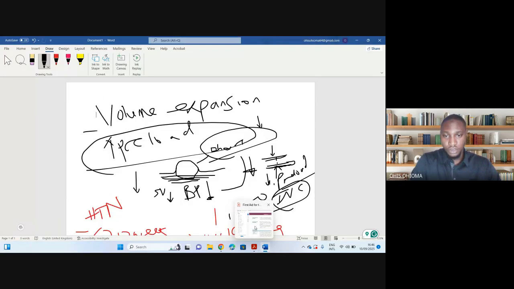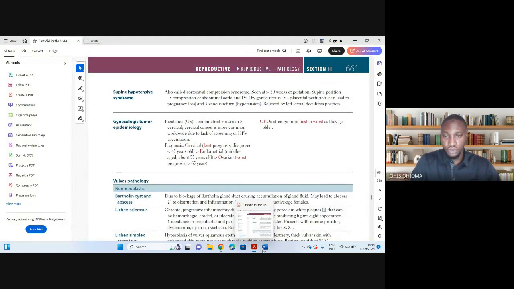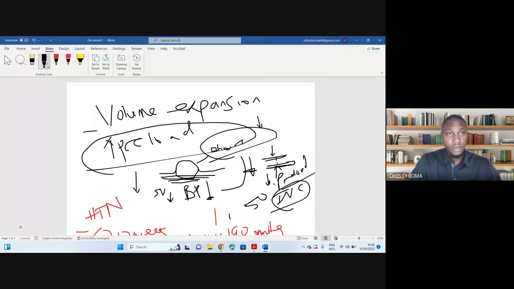Now, the next thing we're going to talk about is the epidemiology of the tumors. This is quite easy to remember. In terms of commonness, I think it's EOC, meaning the one that is commoner. So endometrial tumor is more common, followed by ovarian, followed by cervical. And then when you reverse this, as you have CEO, this one has the best prognosis, followed by this, followed by this.